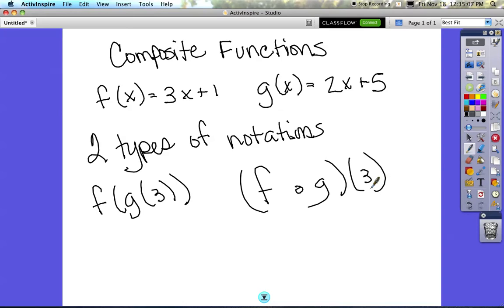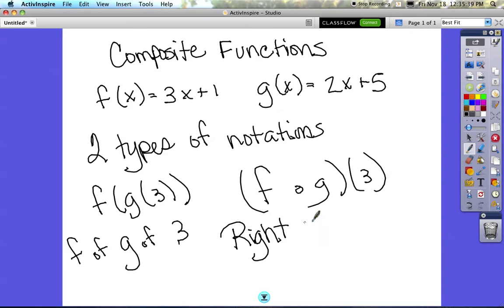Now, how this is read is f of g of 3. That's how you read it. Same thing goes right here. This is not fog. It stands for f of g of 3. So you could see this written both ways. When you do these, you always start right and go left. So we're going to start right here or we're going to start right here. Okay, so take those notes down.